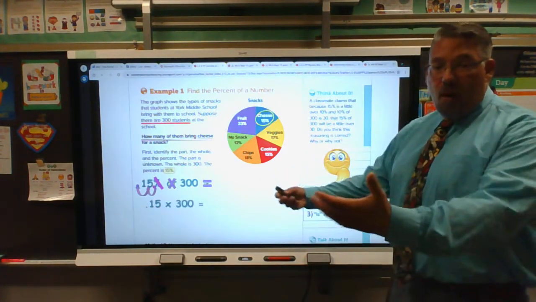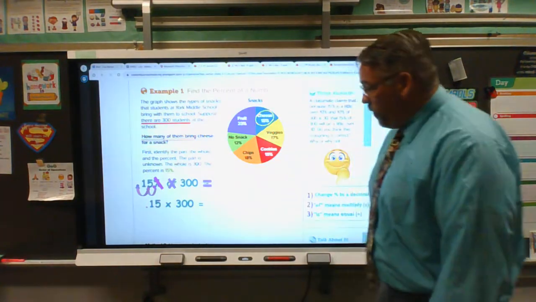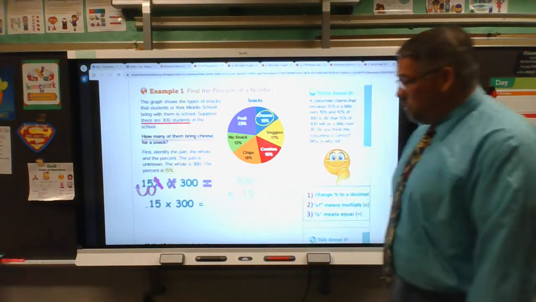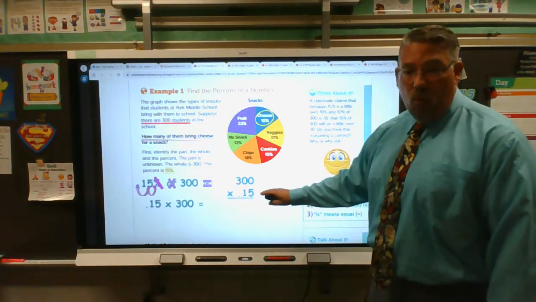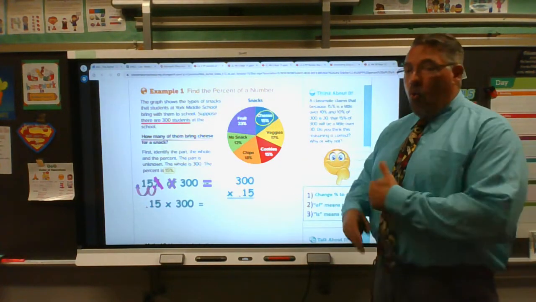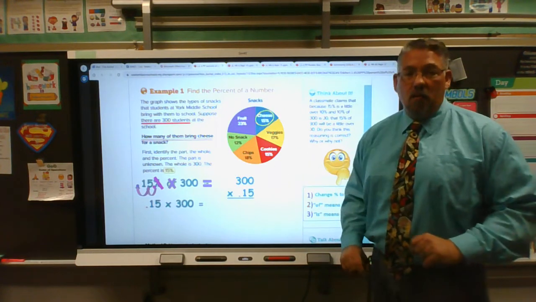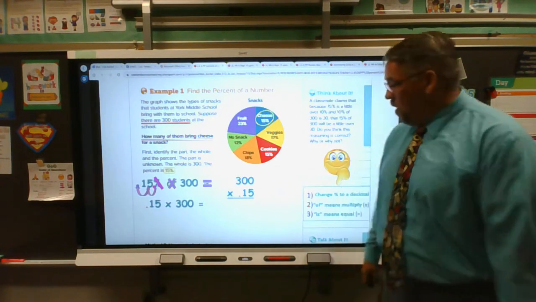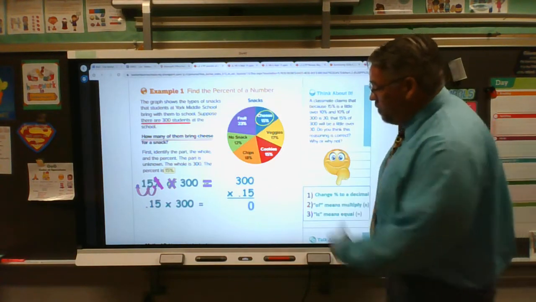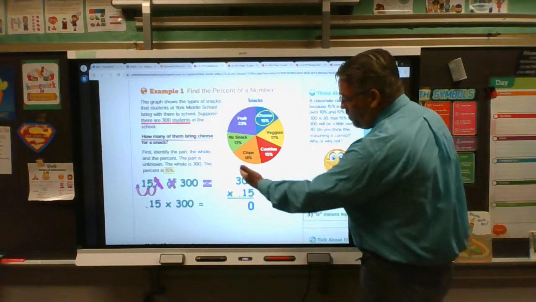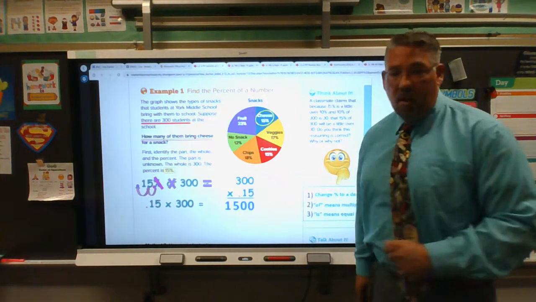Now I have a math problem that I can do. 15 hundredths times 300. I'm going to put my 300 on top. It's my whole number. What I'm finding, I'm multiplying it by 0.15 or 15 hundredths. Once again, ignore the decimal point. Pretend it's not even there. Just simply multiply first. So I always start in my bottom right, and I'm going to multiply with my 5. So 5 times 0 is 0. 5 times 0 is 0. 5 times 3 is 15.